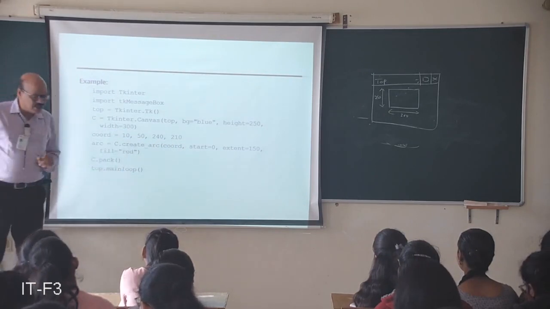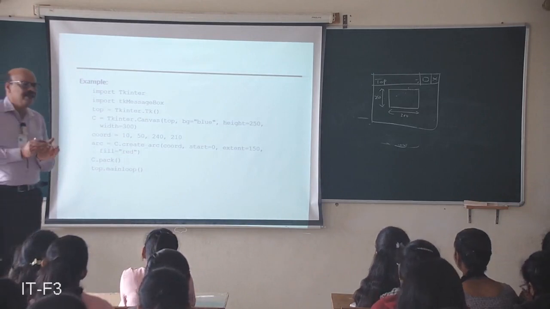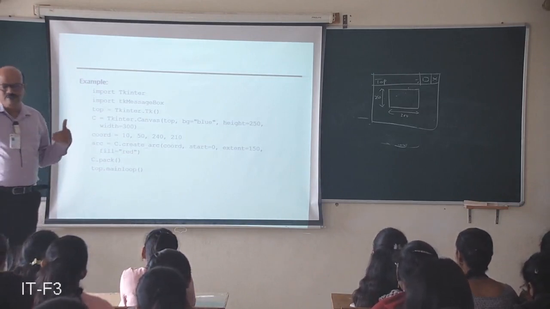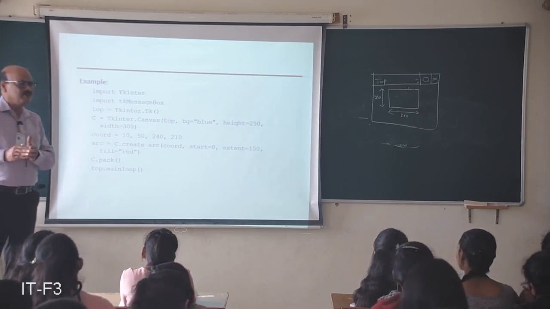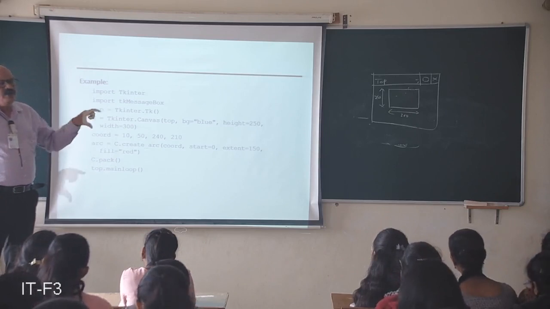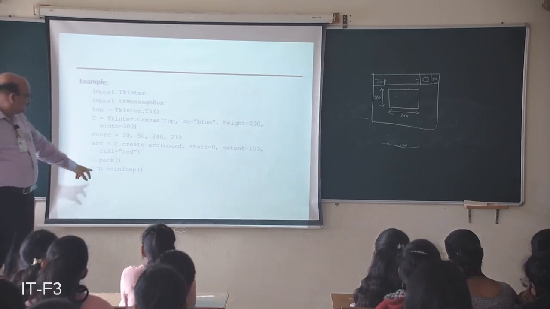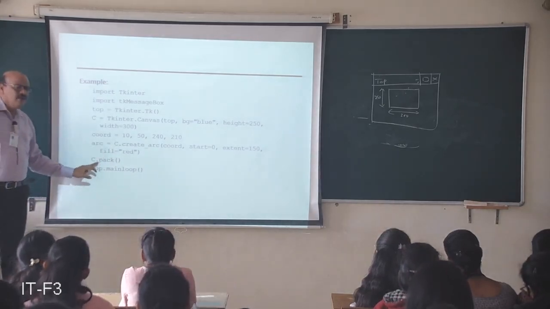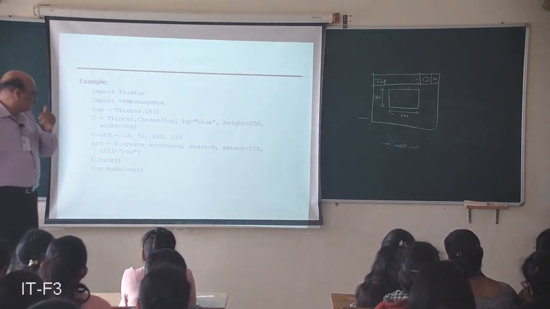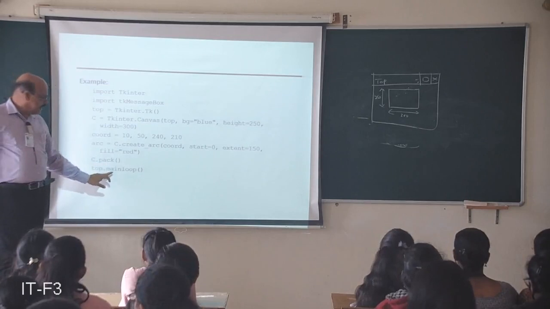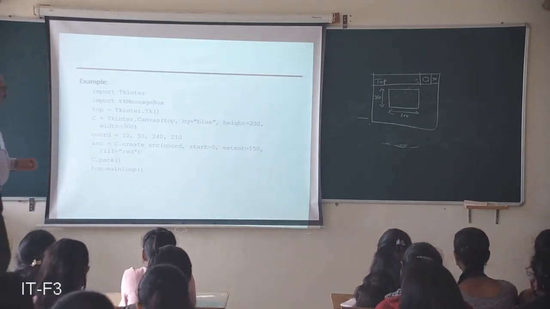Now fill is equal to red. What is this? The entire interior of the arc will be filled with red color. The background happens to be blue, whereas the interior region of the arc will be filled with red color. That is the output of this. Then for displaying, you have to specify the layout. We are using the default layout pack and then calling the main loop.